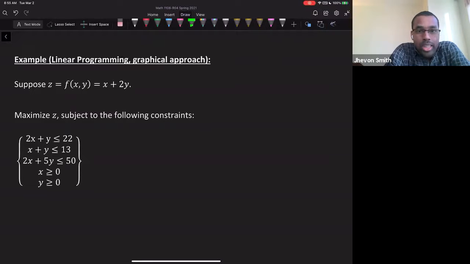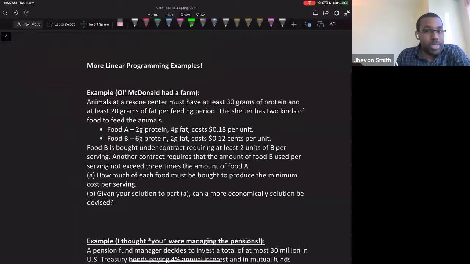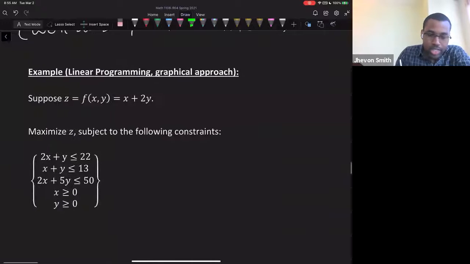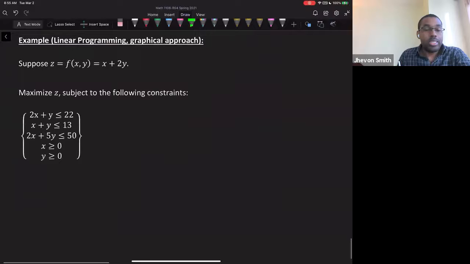Now you are told that you have the following constraints, right? 2x plus y is less than or equal to 22, x plus y is less than or equal to 13, 2x plus 5y is less than or equal to 50, x greater than or equal to 0, y greater than or equal to 0. Okay, so let's pretend these are constraints. There's going to come a point where we're going to have word problems, and we are going to actually figure that out from the word problems and then make up our own problem. But for now, let's suppose we're at this stage, where we actually know the problem that we want to solve.